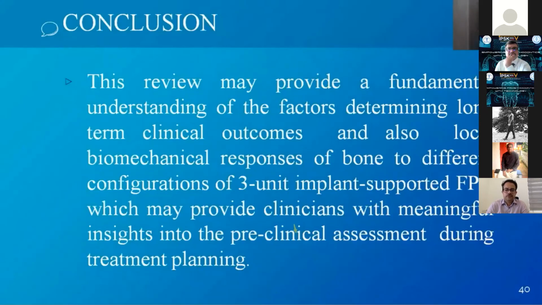And to conclude with, I hope this review provided a fundamental understanding of the factors determining long-term clinical outcomes and also local biomechanical responses of bone to different configurations of 3-unit implant-supported FPD, which may provide clinicians with meaningful insights into the preclinical assessment during treatment planning. Less is not necessarily more. Just enough is more.